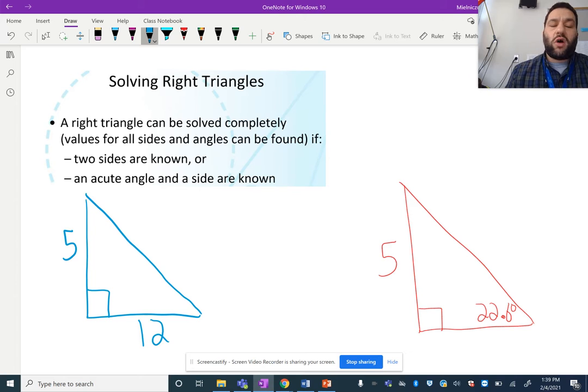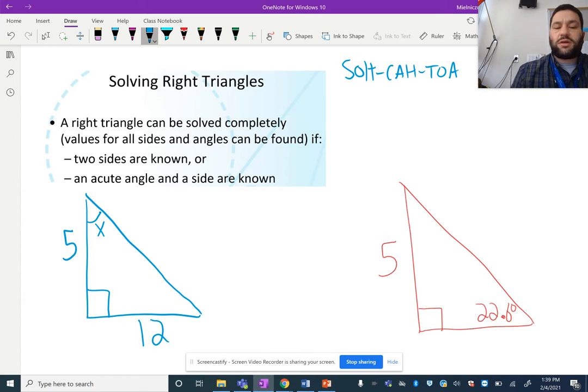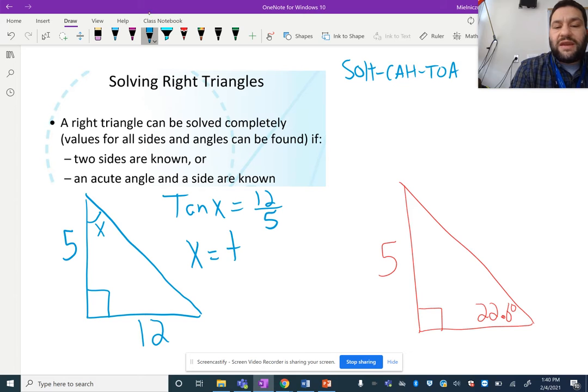So if we want to solve this triangle, the first thing we want to do is pick one of the angles. I'm going to pick this angle up here and call that x. Well, if I want to find x, I know that I have opposite and I have adjacent. Which relationship tells me that I can use opposite and adjacent? If you take a look, you see it's tangent. So I can do the tangent of x is equal to 12 over 5. From there, you want to say that x equals the inverse tangent of 12 over 5.